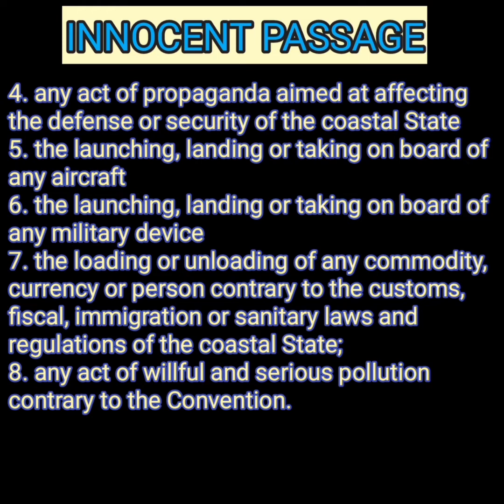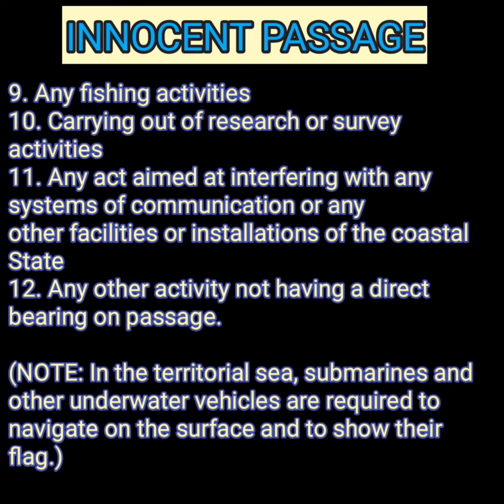Then on the prejudicial to system, if someone is loading or unloading any commodity, currency or person contrary to the customs, fiscal, immigration or sanitary laws and regulations of the coastal state. And finally, the last 3 points are about the environment: if there is an act of willful and serious pollution contrary to the convention, or if someone is carrying out fishing activities which are not allowed, or they are doing any activity which does not have a direct bearing on the passage. Thus, to easily remember, there are 8 defense points, 1 on the system and 3 about the environment.